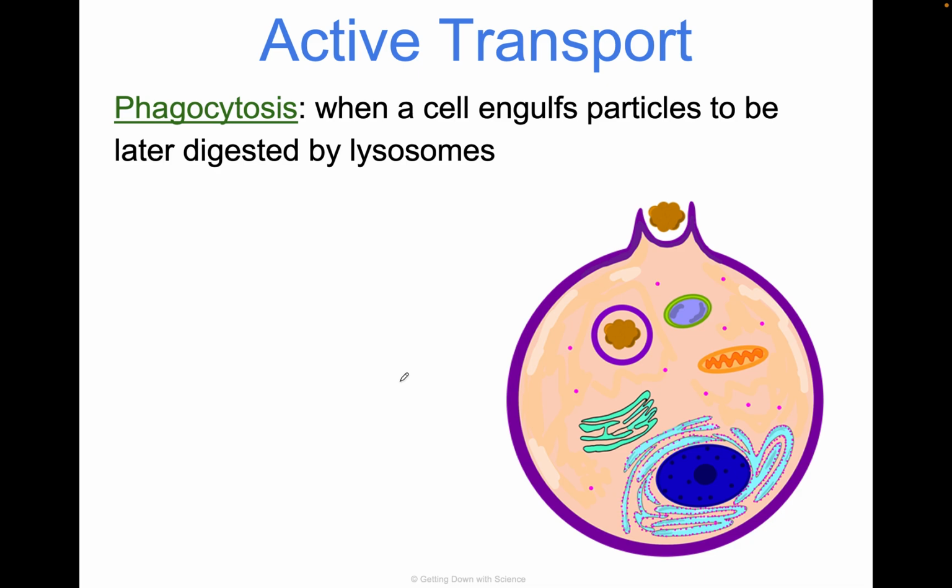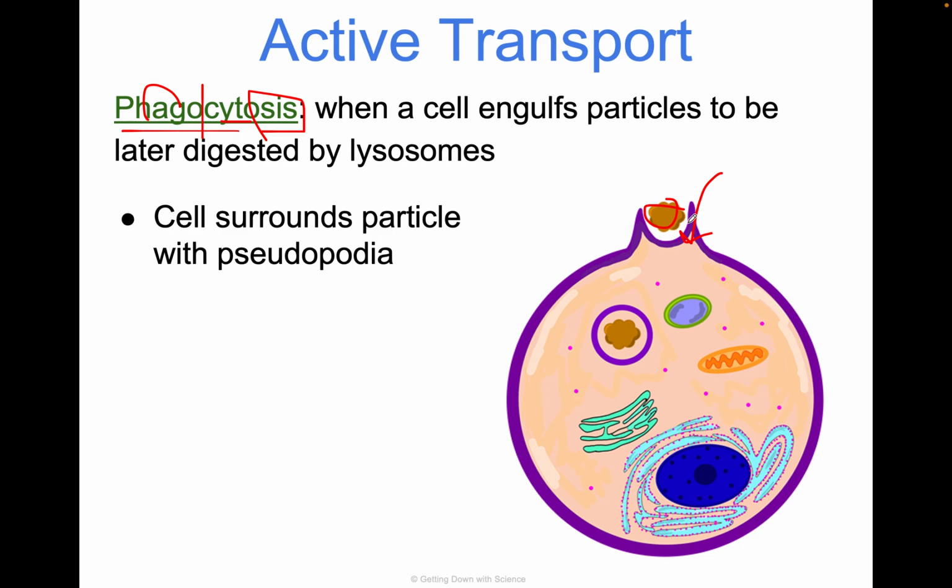Okay, so phagocytosis is when a cell engulfs particles to later be digested. So this is, again, like eating, a process in which the cell is eating. So here you go. You've got the particle here. It's being transported into the cell itself. The cell surrounds the particle. Don't worry about this word pseudopodia. Pseudo meaning not real, like pseudoscience or pseudo medicine, and podia meaning feet, like podiatrist. So that just means fake feet.